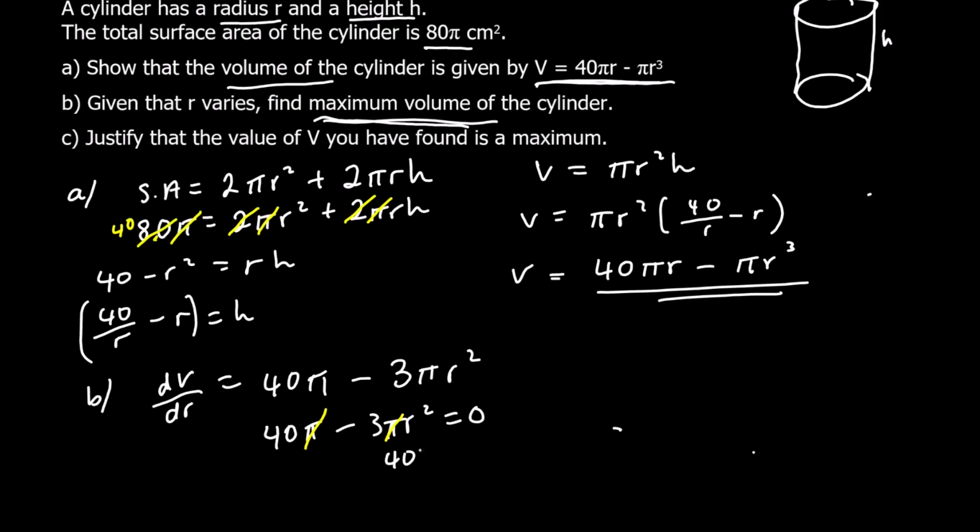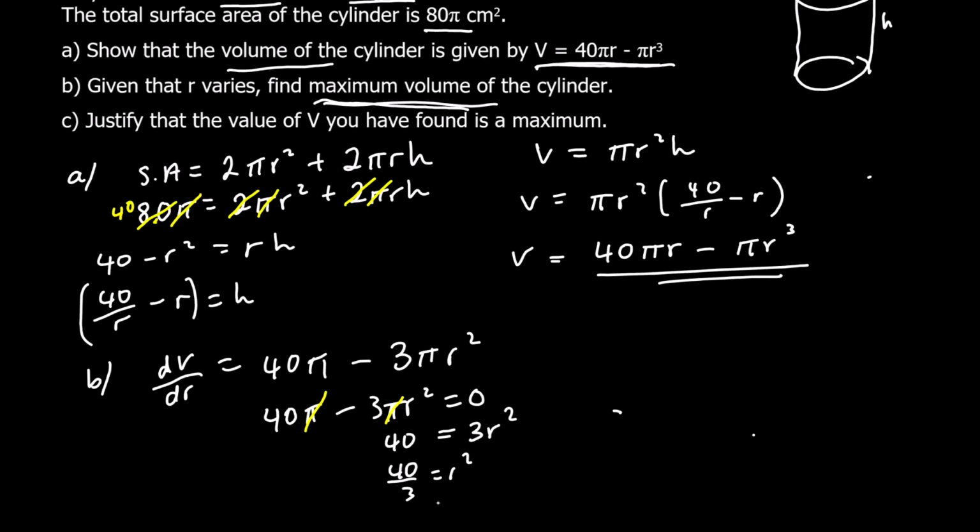So we've got 40 equals 3r squared. 40 over 3 equals r squared. So r is the square root of 40 over 3. It has to be the positive square root because we can't have a negative radius.